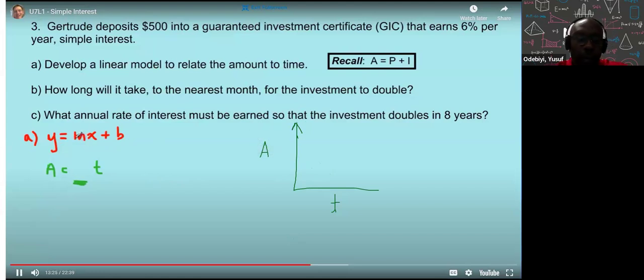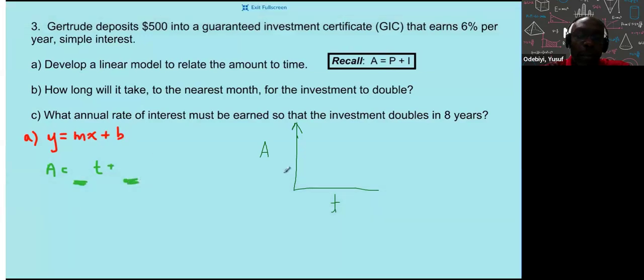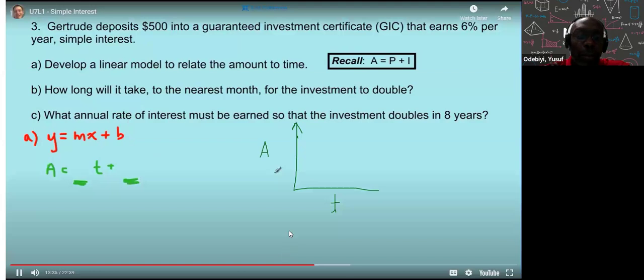Determine our slope. And then we need to determine our b value, which, remember, is our y-intercept, or the initial amount. So just look at the question again. What do you think the initial amount is? Yeah, it's 500. It tells you that in the question. Now, the only thing left to find out is what is our slope.